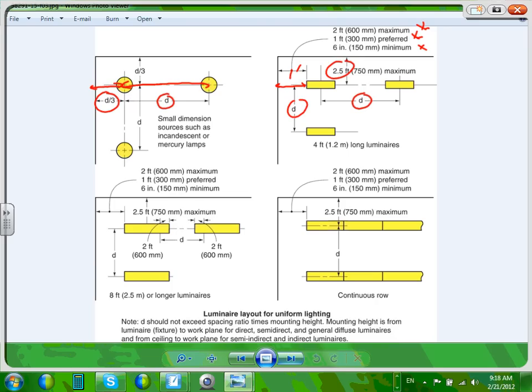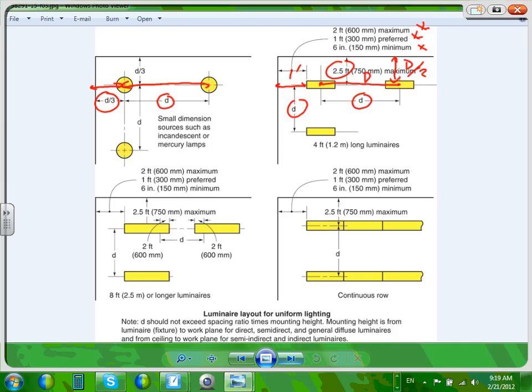I use one rule when I do these, guys. Remember the rule that we're going to do in a second: the distance between these fixtures, center to center, is D, and the distance between the wall and the fixture is D divided by 2, or half of D. Any question about this? But these are rules of thumb as you lay out your fixtures.